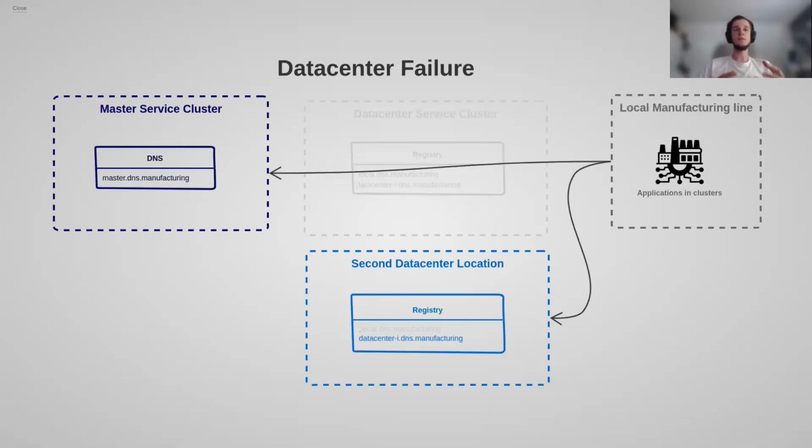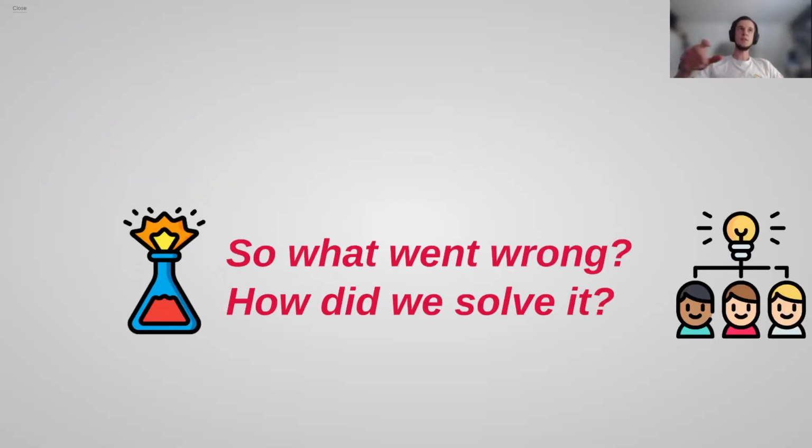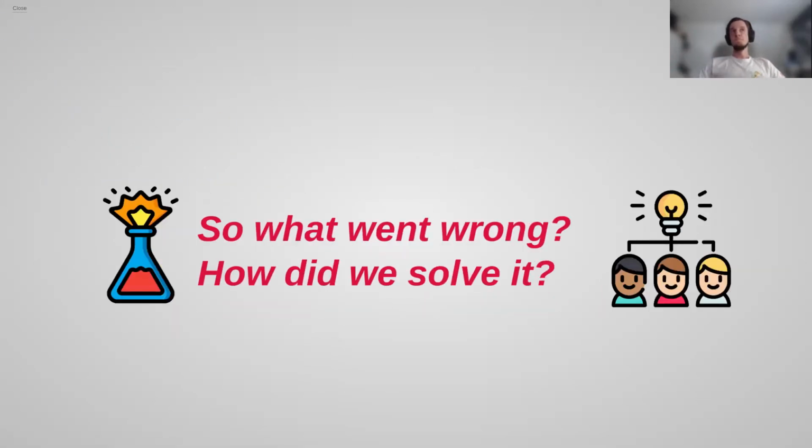So with each data center that you build, we bring in another safety net, and this is really, really amazing for any outages or any failures. And this brings us to what went wrong in the end. And did we solve it? How did we solve it, Tobi?